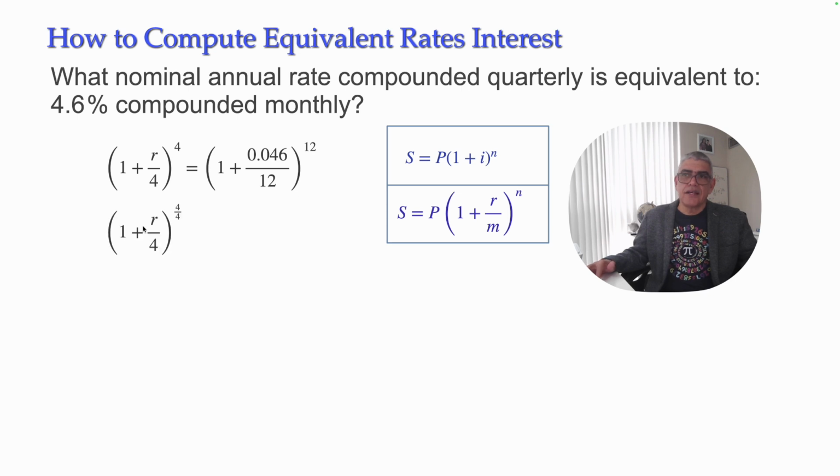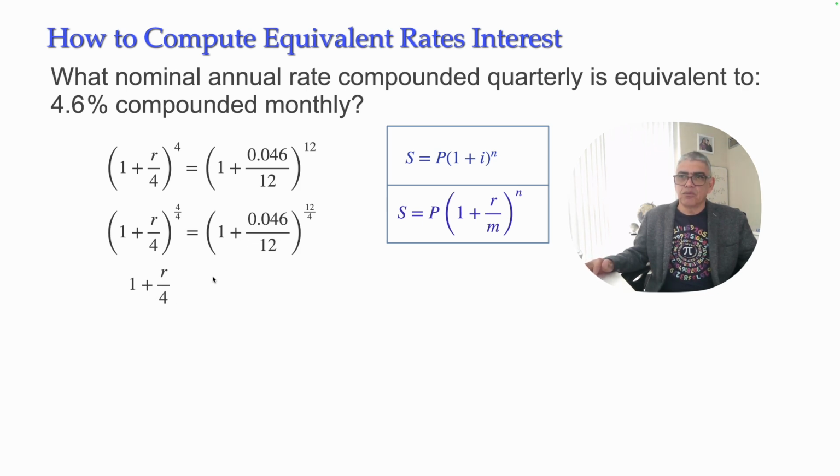If you do that, here will be 4 over 4. That is 1. So you can write 1 plus R over 4 without bracket. And on the other side will be 12 over 4, the exponent, so will be 3. Yeah? So will be 12 over 4. You divide by 4 both exponents. And then after you do that, this side will be just 1 plus R over 4, and this will be 1 plus 0.046 over 12 to the power 3. In this case, we can immediately type 3. We know what is the answer, 12 over 4. Or you can leave it 12 over 4.